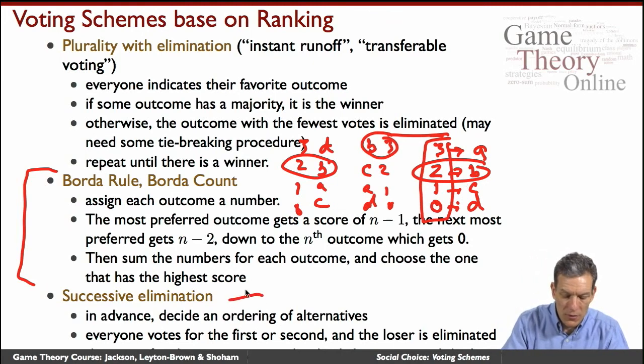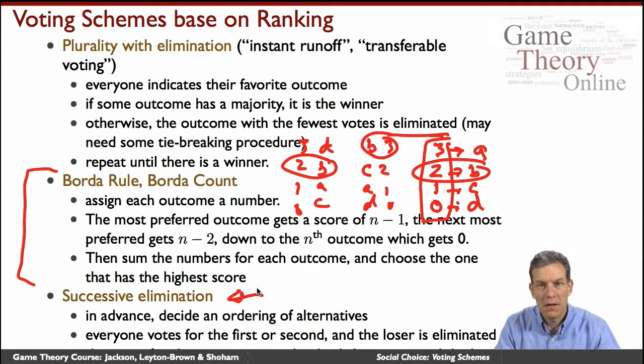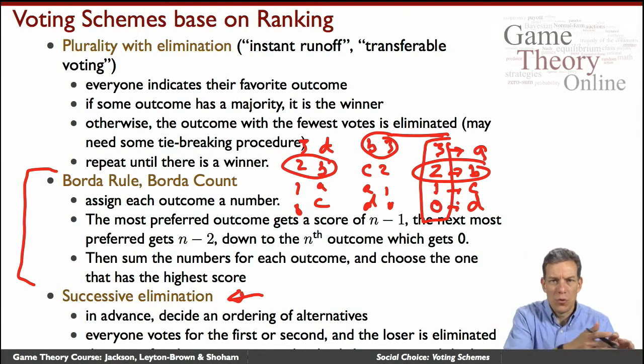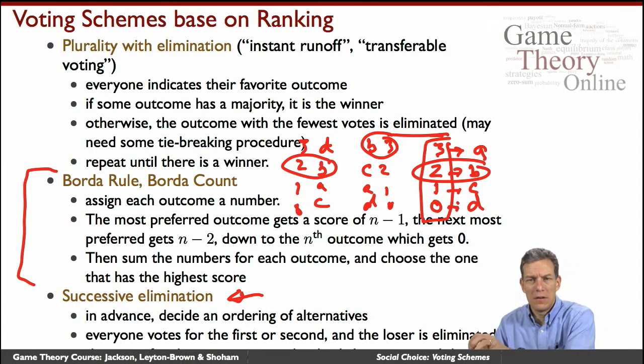Another one that's very interesting, successive elimination. You order the alternatives, and then you first have a vote over the first 2. Do we prefer A or B? The winner of that gets matched against C. The winner of that gets matched against D. The winner of that gets matched against E, and so forth. So you order the alternatives, do a pairwise vote, and then do this.